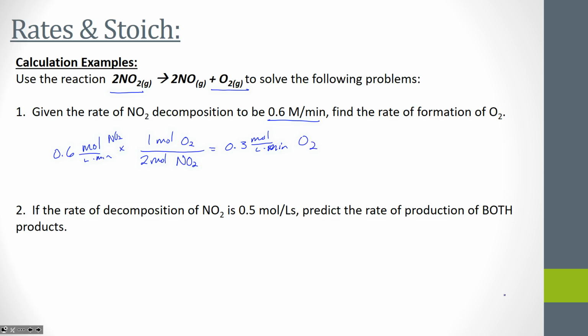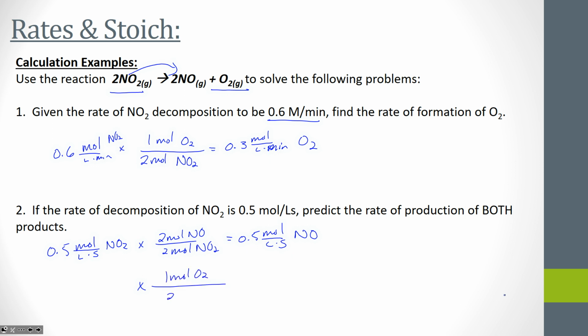If the rate of NO2 is 0.5 moles per liter, in this case moles per liter seconds, we want to find both products. Let's do NO first. We're going to times by 2 moles of NO for 2 moles of NO2. So it's going to be the same, 0.5 moles per liter times seconds for NO. But if I want to get to oxygen, it's going to be 1 mole of oxygen for every 2 moles of NO2. So it's going to be half again, so 0.25 moles per liter times seconds of oxygen.